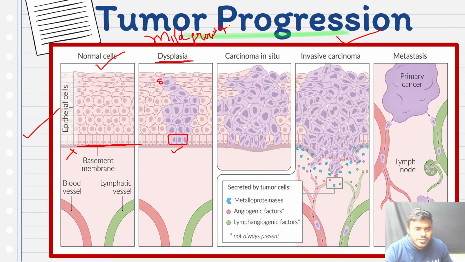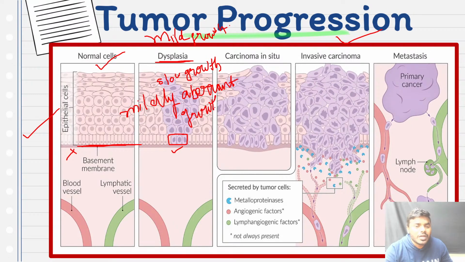Dysplasia is a kind of slow growth, mildly aberrant growth. You can use the words slow growth. Sometimes they will give a line statement, mildly aberrant growth. Anything is the same, my friends. Mildly aberrant growth. The growth is very, very slow. Every student look into the picture. Slowly it is progressing. My friends, at a particular stage, listen to me very carefully.